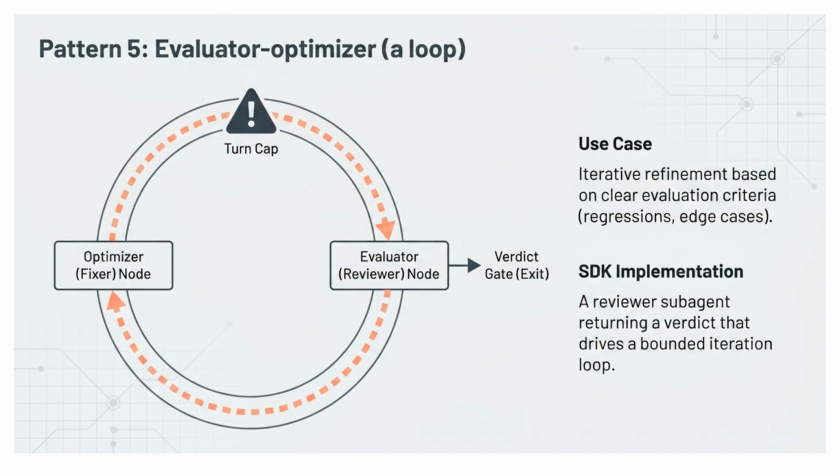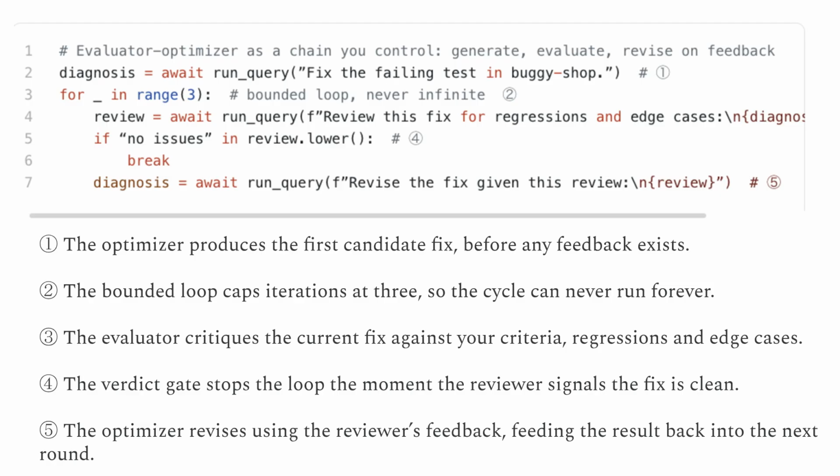The fixer proposes a change. The reviewer critiques it against your criteria, and if the critique finds real issues, the fixer revises, repeating until the reviewer is satisfied or you hit a turn cap. The optimizer produces the first candidate fix before any feedback exists. The bounded loop caps iterations at 3, so the cycle can never run forever. The evaluator critiques the current fix against your criteria, regressions, and edge cases. The verdict gate stops the loop the moment the reviewer signals the fix is clean. The optimizer revises using the reviewer's feedback, feeding the result back into the next round.